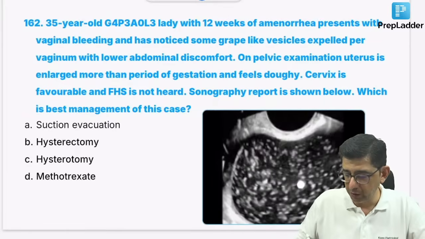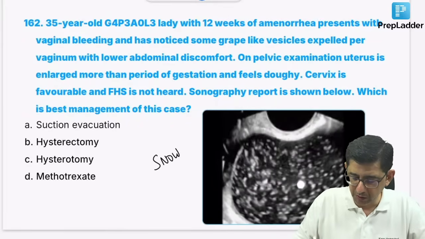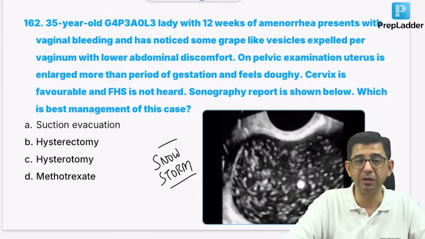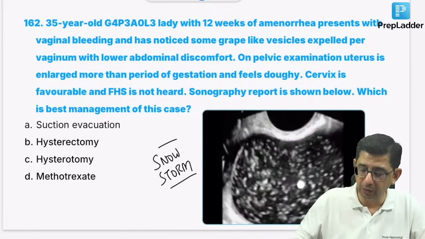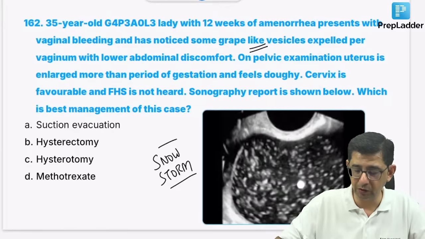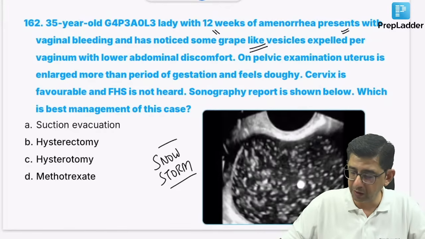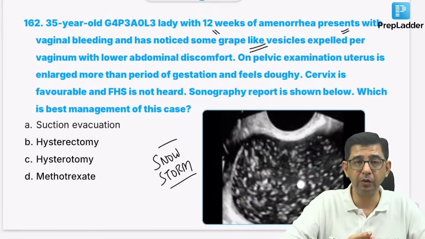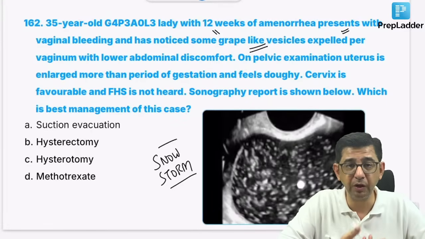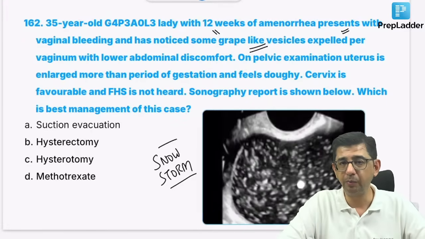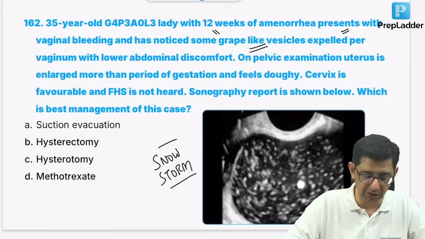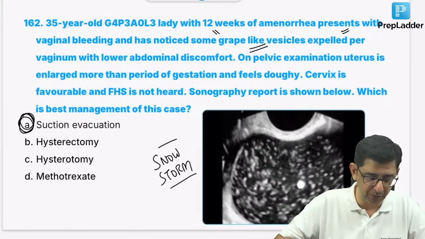Okay, so I think everybody could pick up that classical snowstorm appearance on an ultrasound, and this is indicative of the fact that there is a H mole present in this case. The beta HCG in this patient is going to be super elevated. The main hint in this question is the passage of grape-like vesicles. Every time you read about grape-like vesicles per vaginum, and then you don't hear a fetal heart sound, the cervix is favorable, but there is no fetal heart sound present. So that means that the products of conception are not there, and there's a snowstorm appearance. So what we need to do is a suction evacuation in this case. The answer would be option number A.